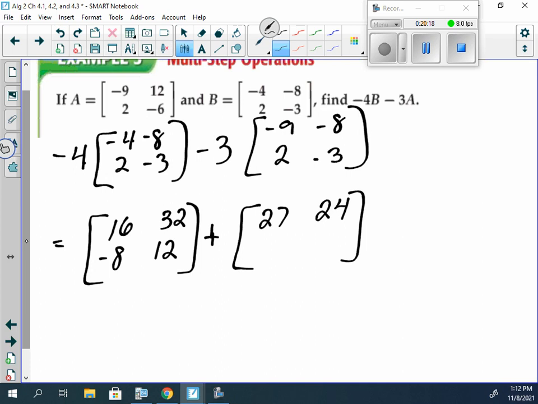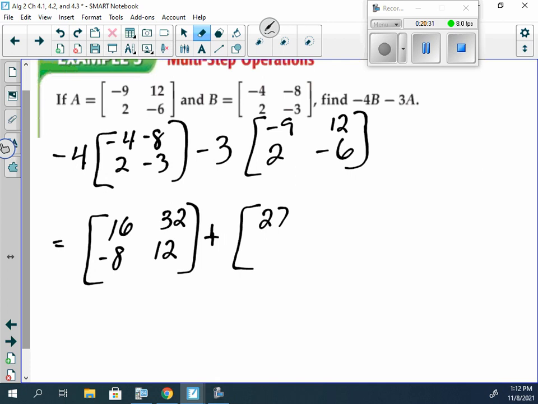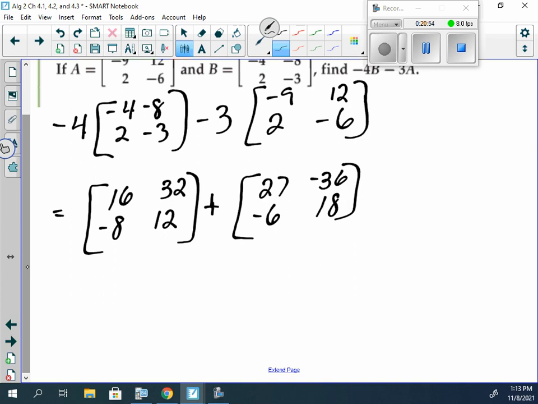Make sure, because nope. Because that should be negative 9, 12, 2. I have matrix B plugged in. Did y'all see that? Because these should be negative 12 and 6. Because now it should be negative 3 times 12, which should be negative 36. Negative 3 times positive 2 should be negative 6, and negative 3 times negative 6 should be positive 18.